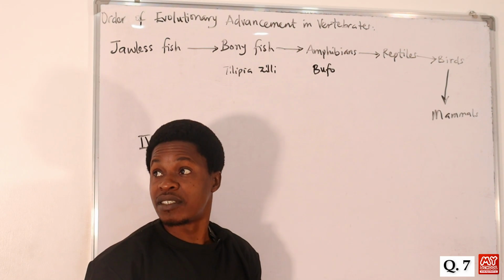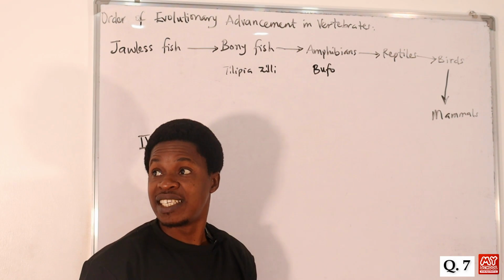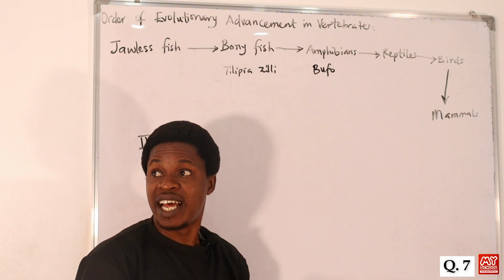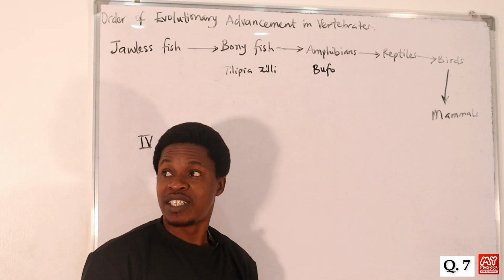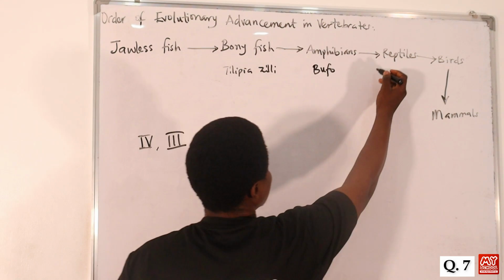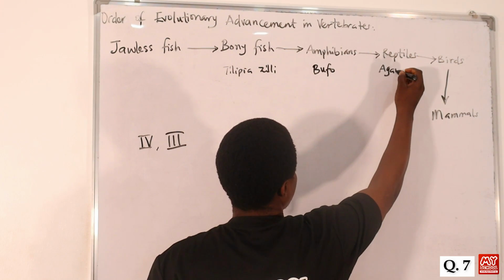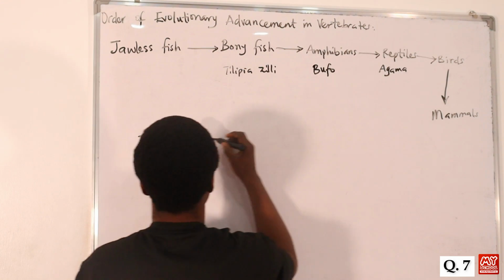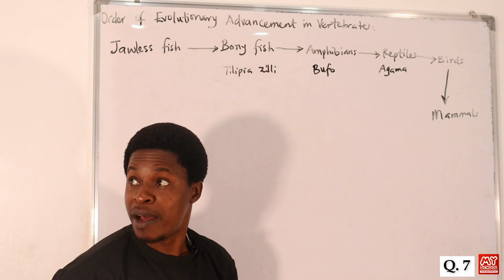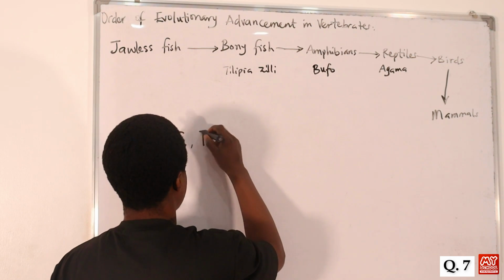Then we have the reptiles. Do we have any reptiles there? Yes, they have scaly skin, and that is agama, which is our red-headed lizard. So agama falls in there, and that is Roman figure 2.